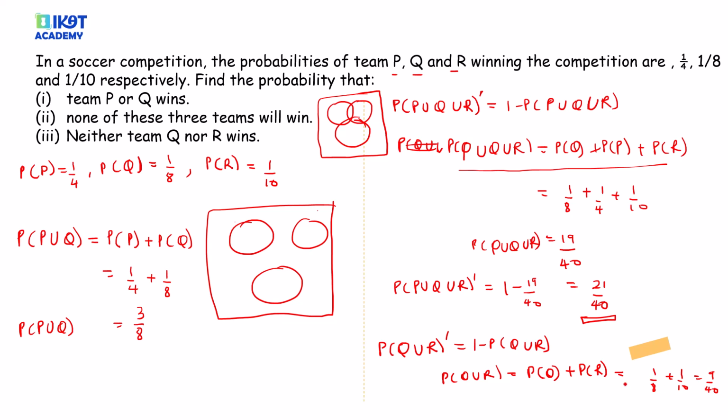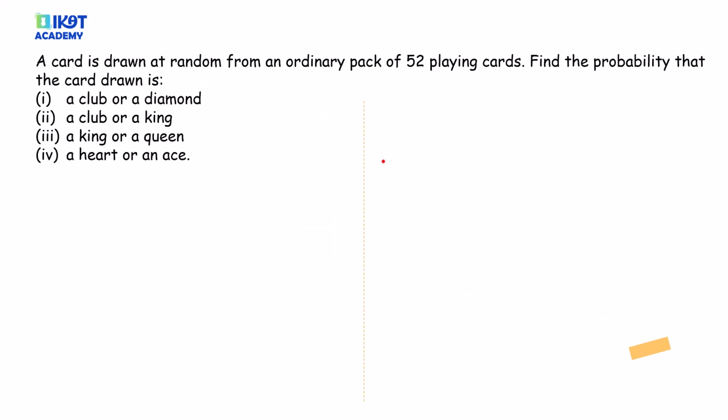Subtract 1, you get 31 out of 40. So that's the probability that neither Q nor R wins. Moving on, now a card is drawn from an ordinary pack of 52 playing cards. Find the probability that, now this is the same thing.